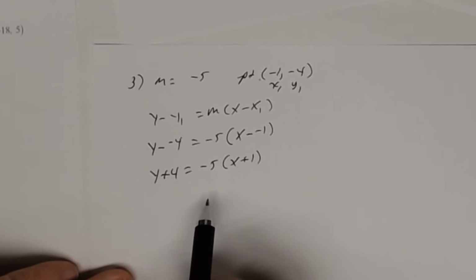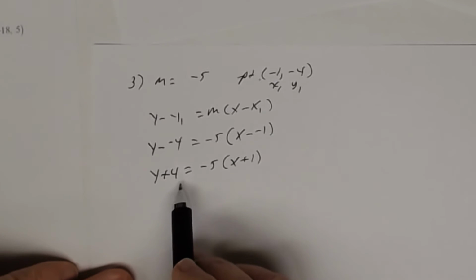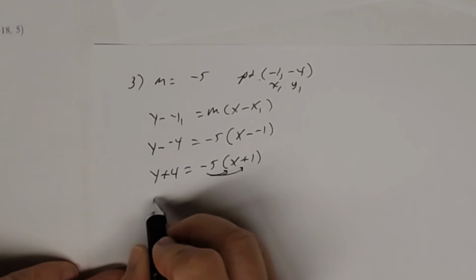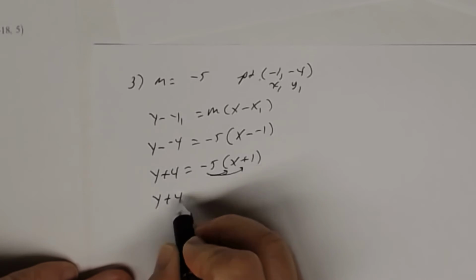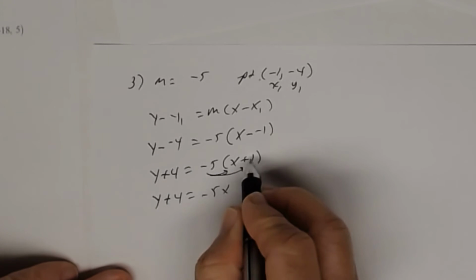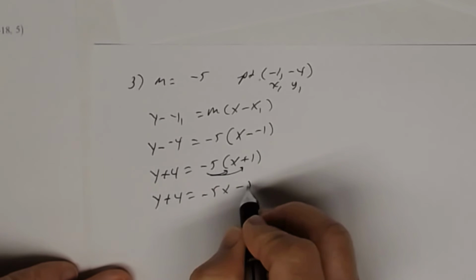All right, and then finally we need to get y by itself so we can put it in slope-intercept form. But before we do that, let's go ahead and distribute. Get rid of the parentheses. To get y plus 4 equal -5 times x is -5x. -5 times 1 is -5.